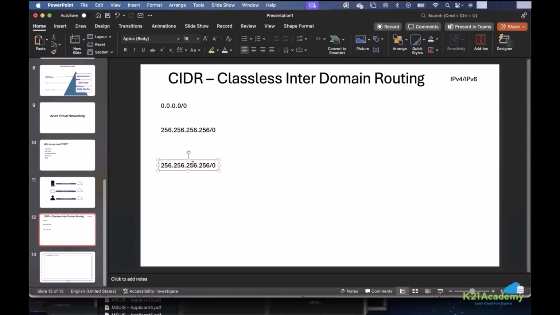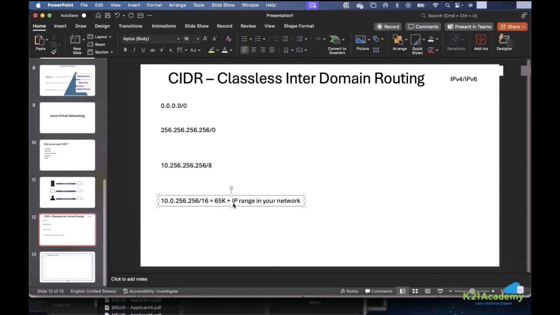So here if I say 10.0.0.0, and I want to give 8, that means the first octet will be frozen, and you will get the option to change and modify the number of IPs under this particular segment. If I say this same thing, 10.0.0.0 slash 16, then the first two octets will remain frozen, and you will get almost 65K plus IPs in your network.